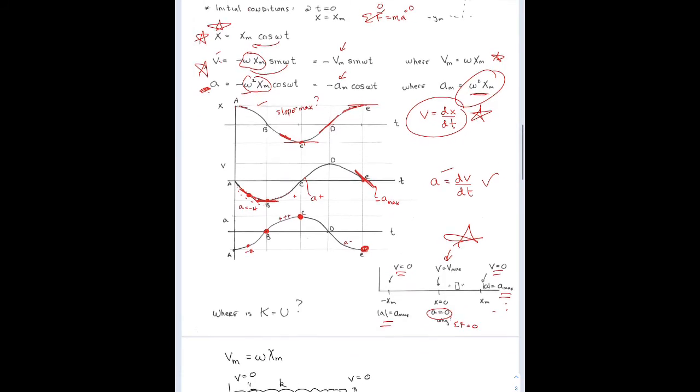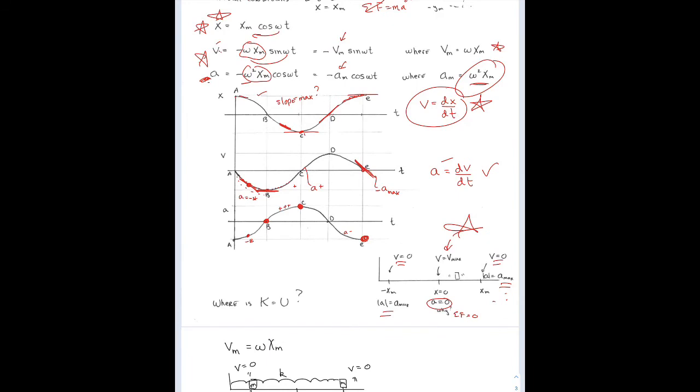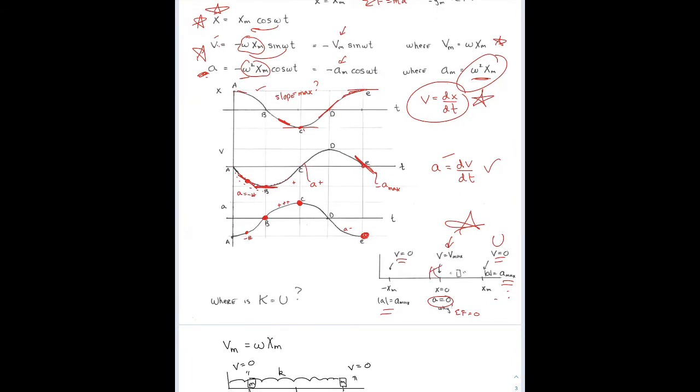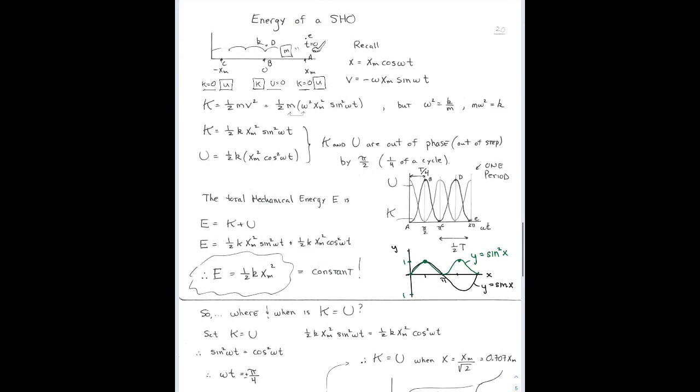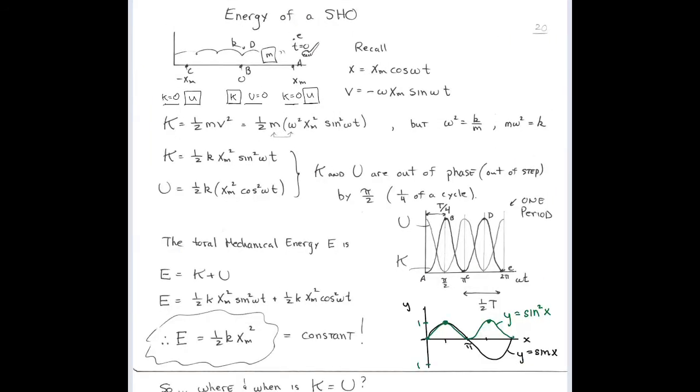So as this thing goes back and forth, you have all potential at the end. You have all kinetic in the middle because the spring is relaxed at the middle, and then all potential at the other end. And then somewhere in between, maybe you have a 50-50, half potential, half kinetic. So we want to know, where is the kinetic energy equal to the potential energy? We'll look at two different ways to do this. First we have to look at the energy of the system. We haven't looked at the energy for a simple harmonic oscillator.